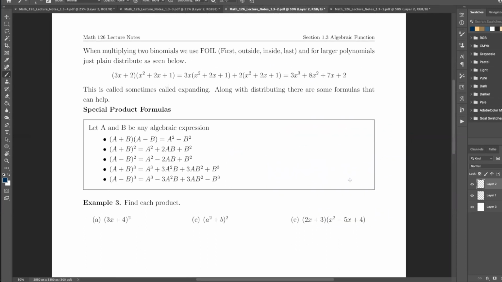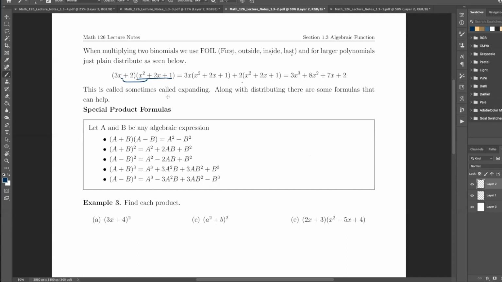All right, so let's go here. In multiplying two binomials, we use FOIL: first, outside, inside, last. For larger polynomials, we just plain old distribute. And so what does that mean? Here I did an example for you. So here if I did this, I would distribute the 3x, I guess I'm distributing all of this into the 3x, and then all of this into the 2, and then combining.